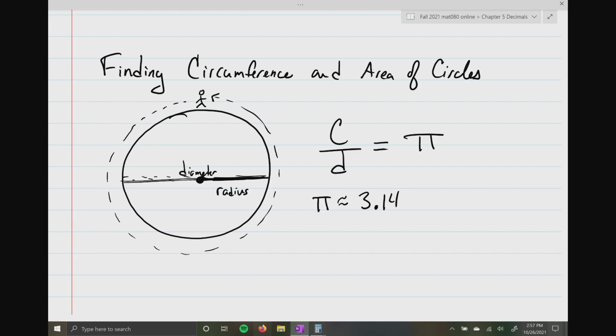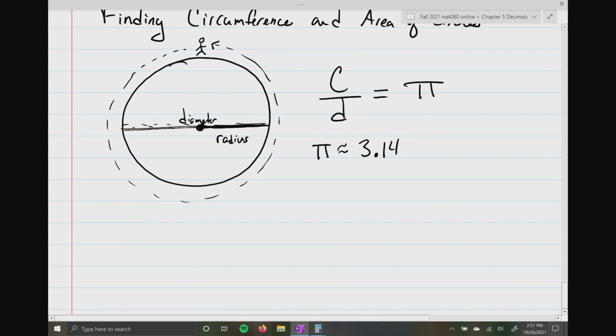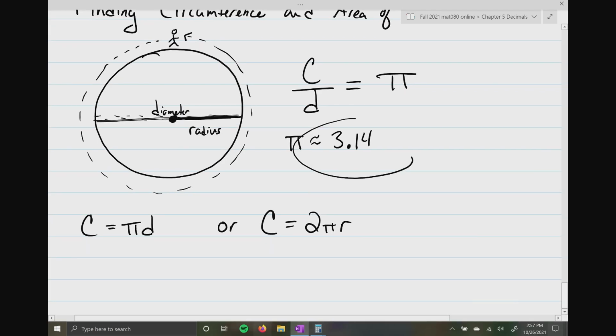Now, we do have some formulas here that we can use to find circumference. So there's two of them. Circumference is going to equal pi times the diameter, or if you're only given the radius, then circumference is going to equal 2 times pi times r, which is the radius. Now for us, we're going to use 3.14 to approximate pi. That's going to make our calculations a little bit easier, all right?